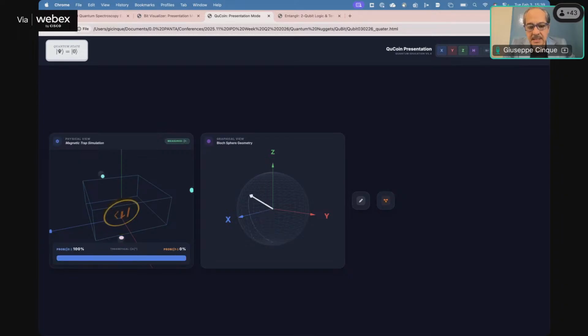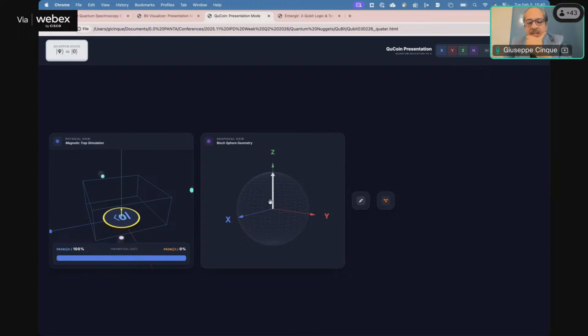But if I repeat, because the probability is 50-50 when it's like this, let's do another measurement. Again, 1. I'll try yet another time, because it should also come out 0. As you can see, this time I've had the label 0.